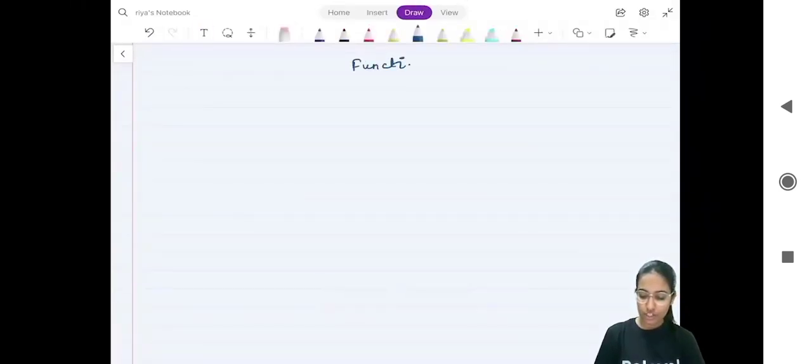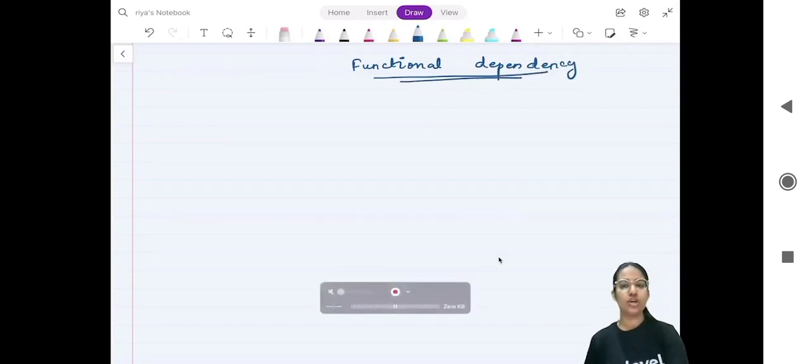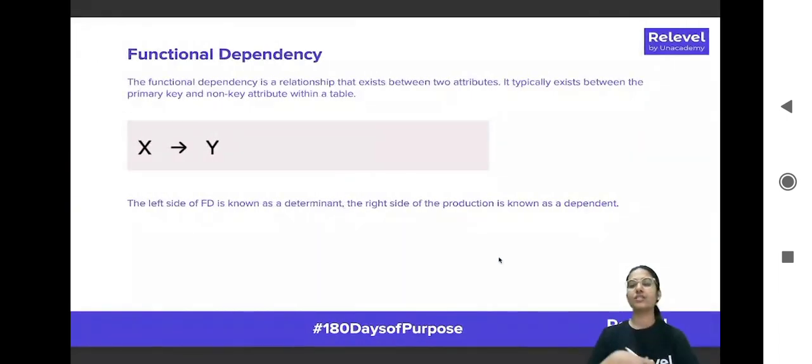Because functional dependency as a topic will be very important and will be used a lot of times when we study normalization. So it's always good to take a look at this topic first and then move to normalization, because when we study normalization, we would already have a good idea about what functional dependencies are. Okay, so let's quickly go ahead and understand this topic.